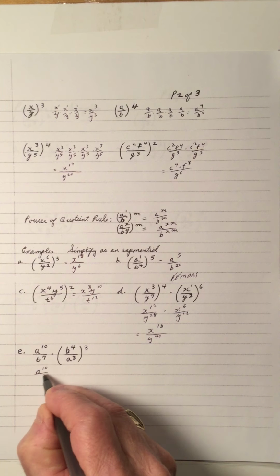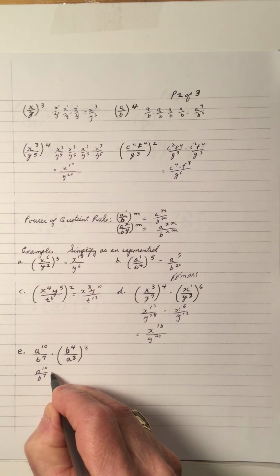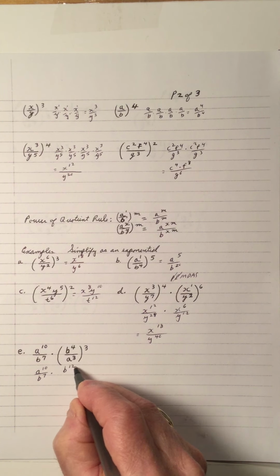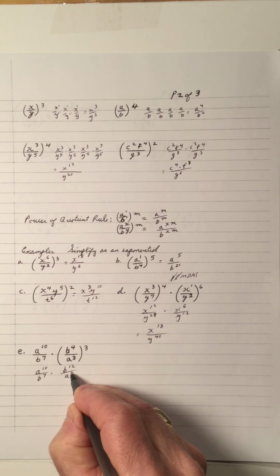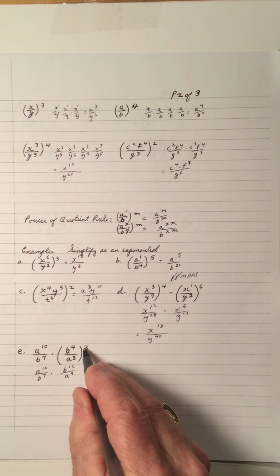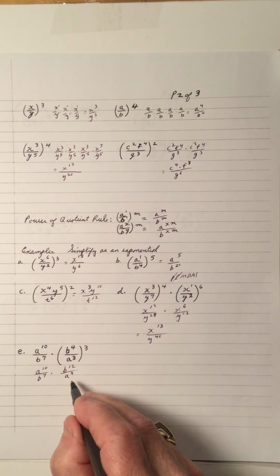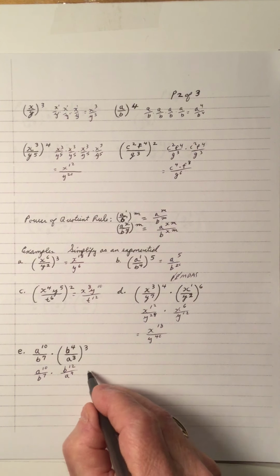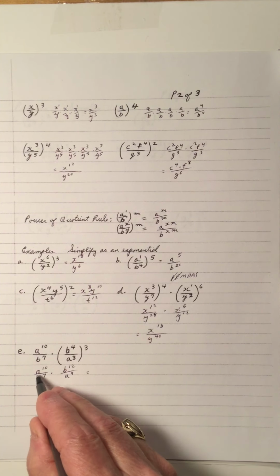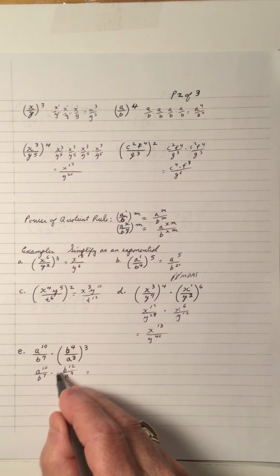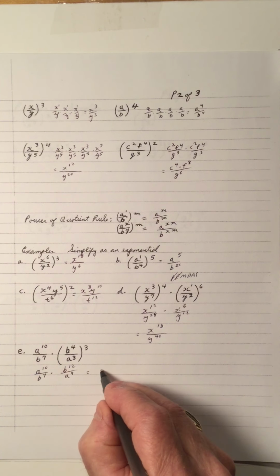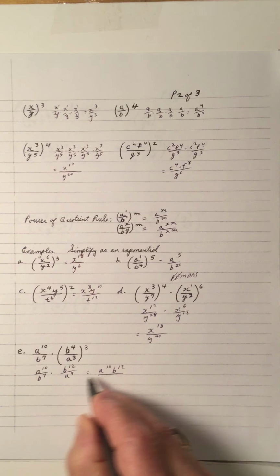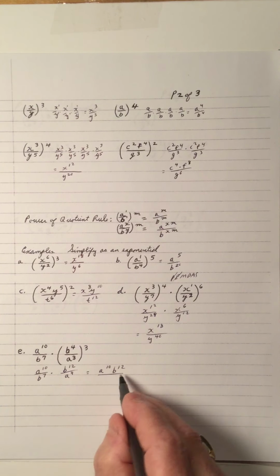a to the 10, b to the 7, we leave alone, and we work the power of a power. So b to the 12 over a to the 9, power of a power. 4 times 3, 3 times 3. Now, you can't subtract these because they're not the same bases. So let's combine the top. So a to the 10, b to the 12. We can't add the exponents because it's not the same bases.